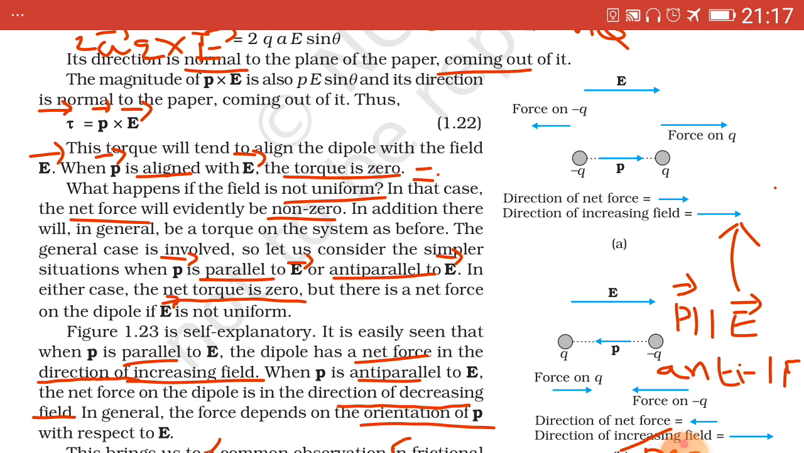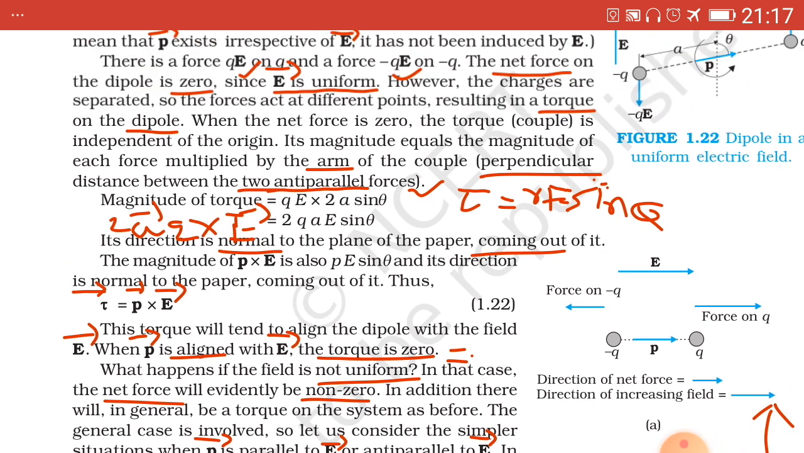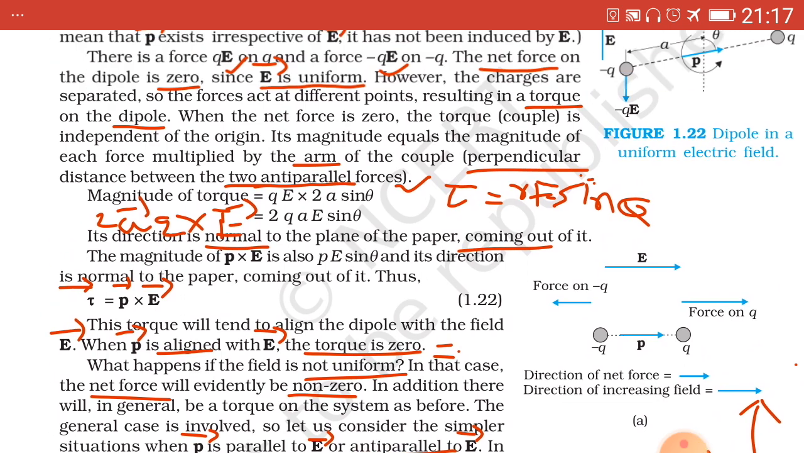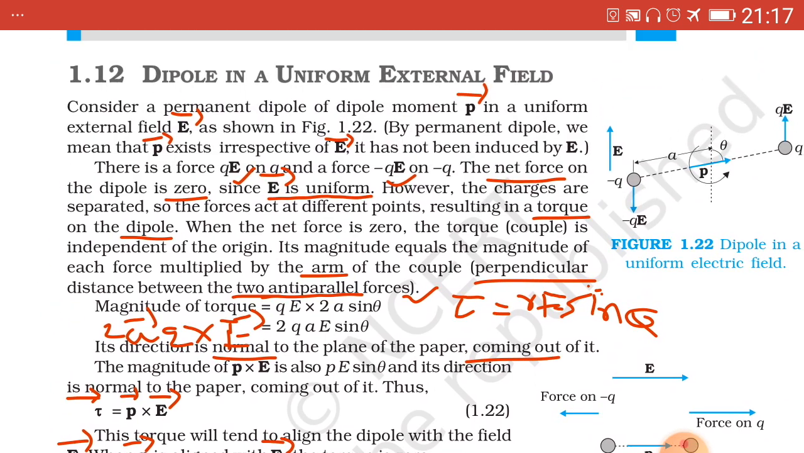Now we study the behavior of electric dipole in a non-uniform electric field. That is, what happens if the field is not uniform. In this case, when the field is not uniform, the net force will be non-zero, and in addition to this, there will also be a torque acting on the system.